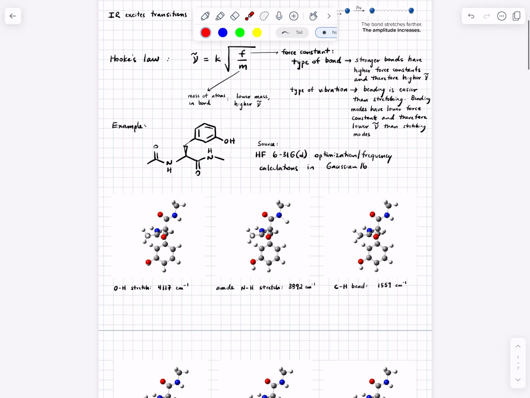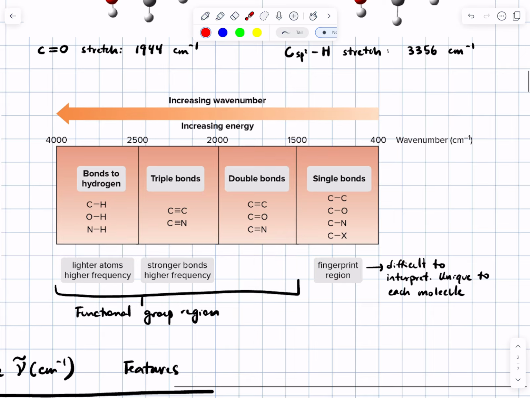And this is true. If we look at an IR spectrum, we're going to see triple bonds show up at a higher wave number than double bonds, and we're going to see double bonds show up at a higher wave number than single bonds. In general, we're going to use IR to see what kinds of bonds with hydrogen we have and what kinds of double bonds we have. We won't be really using IR to interpret what kinds of heavier atom single bonds we have, because there's going to be a lot of stuff here and it's going to be difficult to interpret.